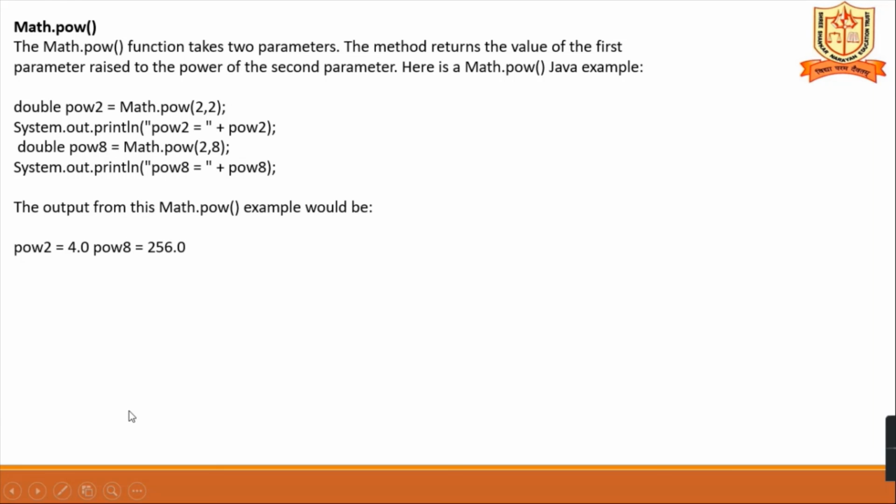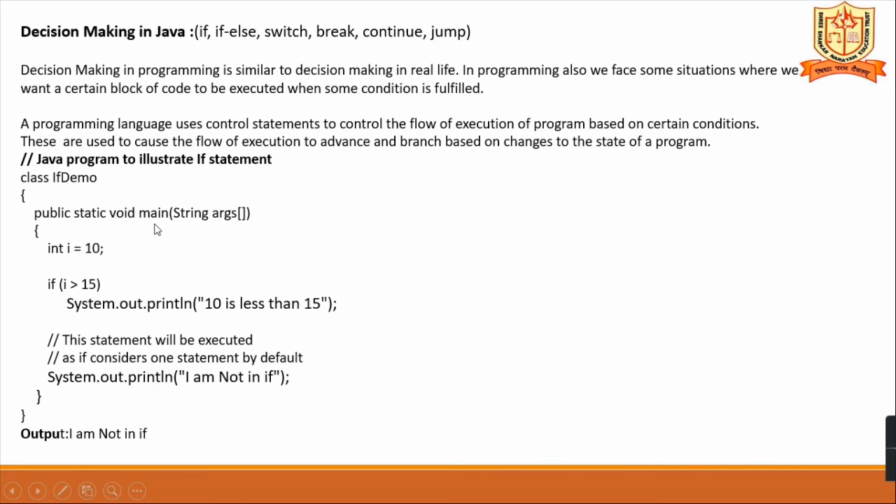And Math.pow, the power function. The power function takes two parameters. The method returns the value of the first parameter raised to the power of the second parameter. See here, Math.pow(2, 2), that is 2 raised to 2, and 2 raised to 8. 2 raised to 2 means 4, 2 to the power 2. 2 raised to 8 means 256. So these are the functions of the Math class.